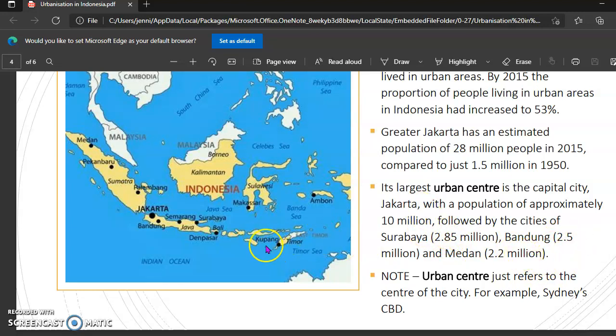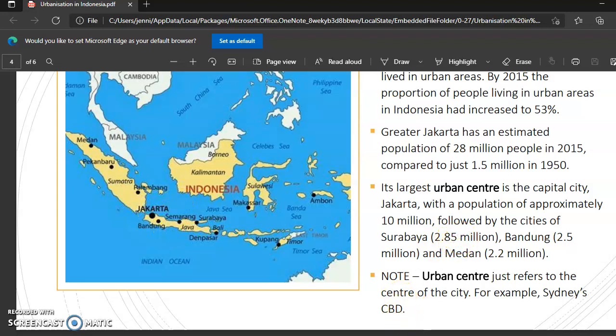And if you have a look at this map, this is the island of Java that we looked at before. Here is Jakarta over here. Then you've got Surabaya here, and then you've got Bandung here, and then Medan is up here. So 3 of the 4 largest cities are on this pretty small island.